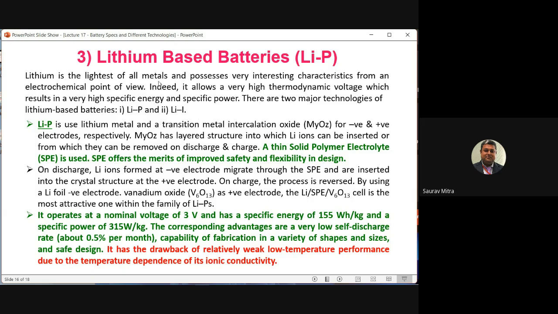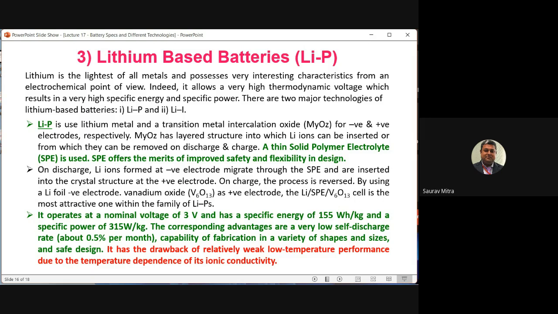So lithium is the lightest of all metals and possesses very interesting characteristics from an electrochemical point of view. Indeed, it allows a very high electrode voltage, which results in very high specific energy and very high specific power. This is the main reason for using lithium: because lithium is very lightweight, we can pack the battery with a huge amount of reactants. That's why it produces very high specific energy, very high specific power, all those things.